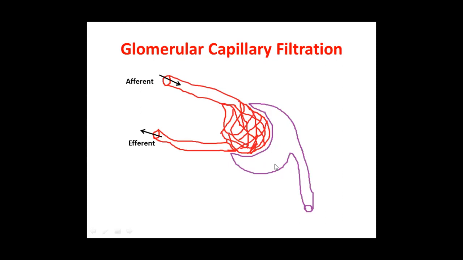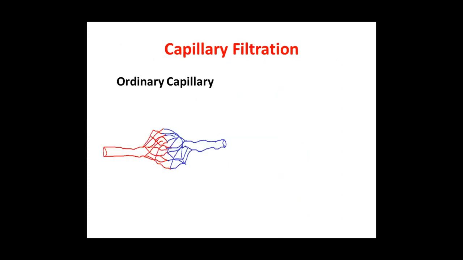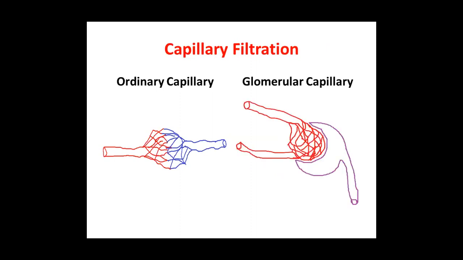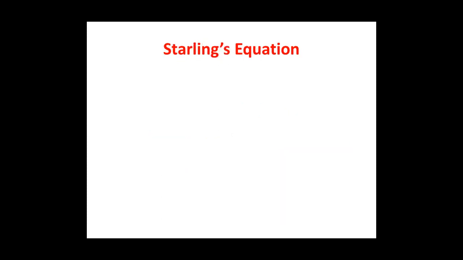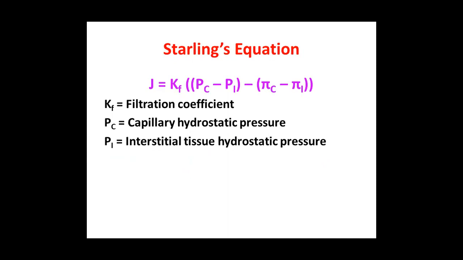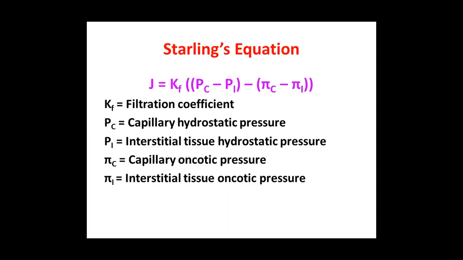Now, for its operation, this filtration is known as glomerular filtration. We are comparing the two kinds of capillary. This slide I have also shown in the last class. So this is the ordinary capillary, arteriole and venule, and the glomerular capillary, afferent arteriole and efferent arteriole. So this is the remarkable difference between these two kinds of capillary. Now let us see the Starling's equation, which I have already described.